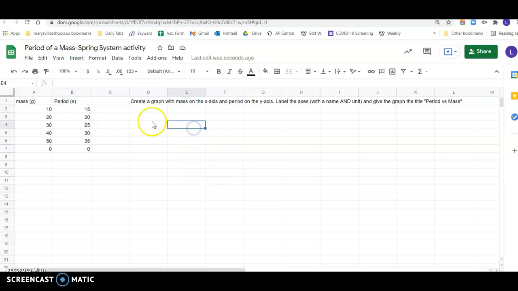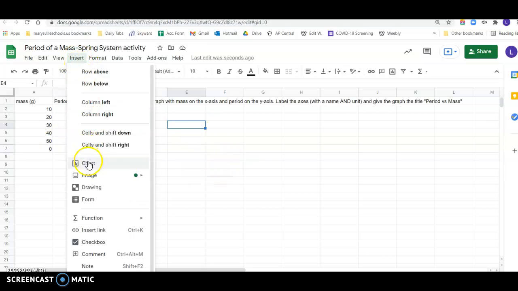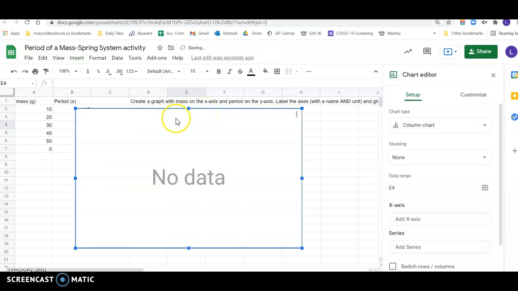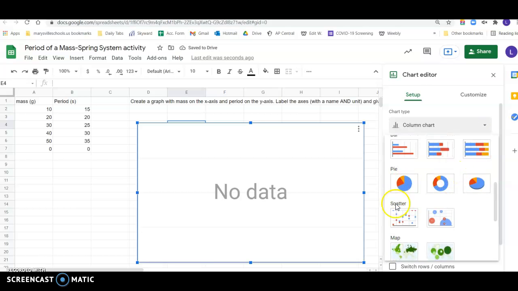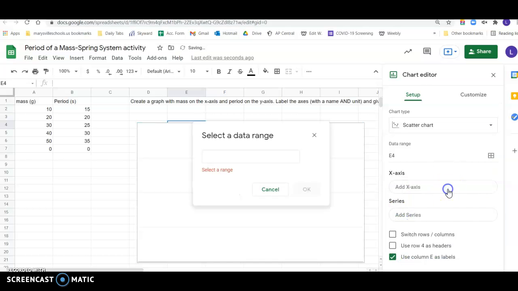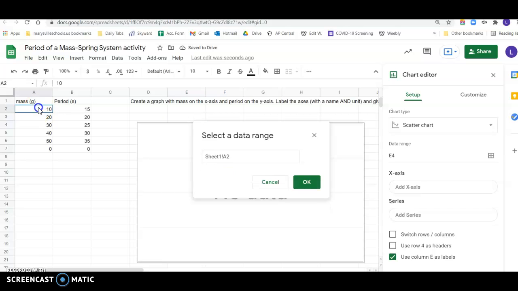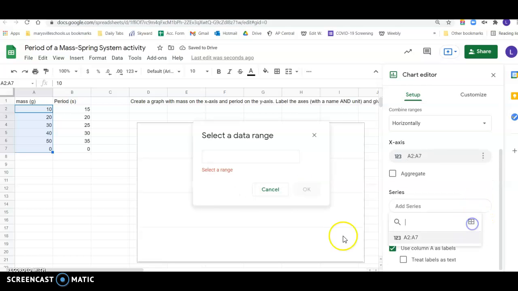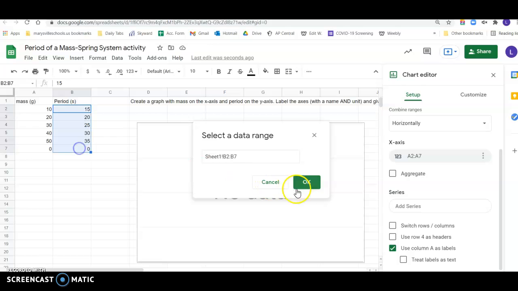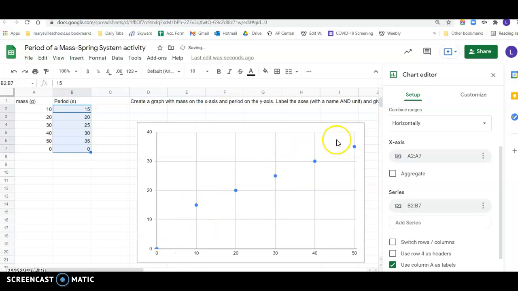Right, then to create the graph, you go to Insert, Chart. Make sure you were clicked on an empty space. You're going to change this to scatter plot. For add x-axis, you're going to select the mass data. Make sure you don't have any units here. If it says grams or seconds next to all of these, it's not going to work. Then click add series, and you're going to click that data, and then you're going to get a graph.